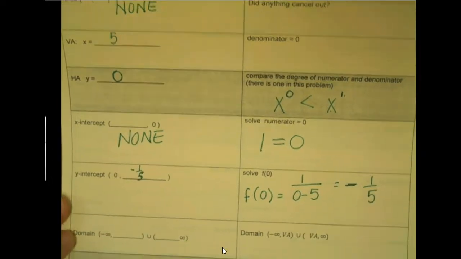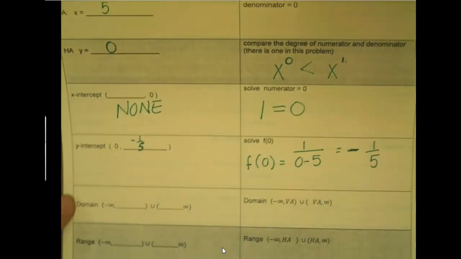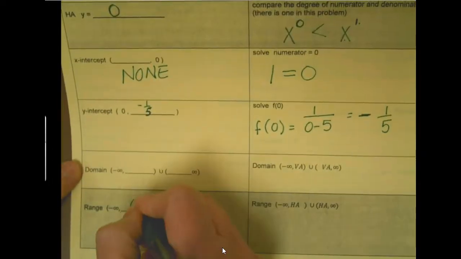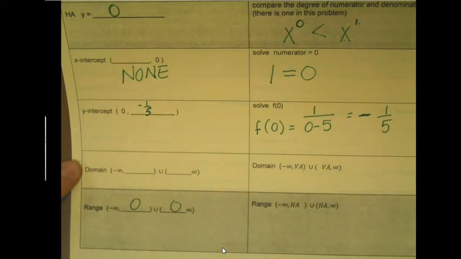And so the range is going to be everything except the asymptote. You can write it this way, or you can write it this way. You don't have to write it both. You can write it one way or the other. You need to finish all 10 problems before you come to class tomorrow, because what are we going to do in class tomorrow? Graph.